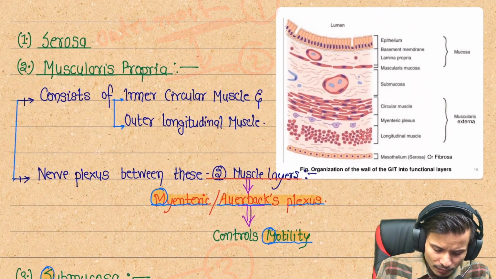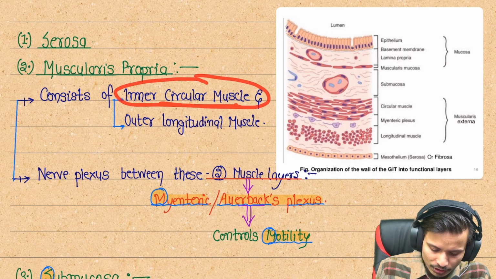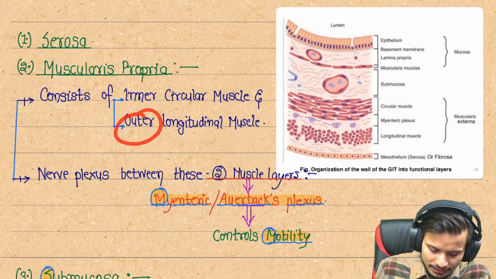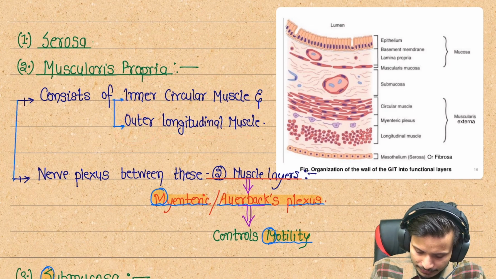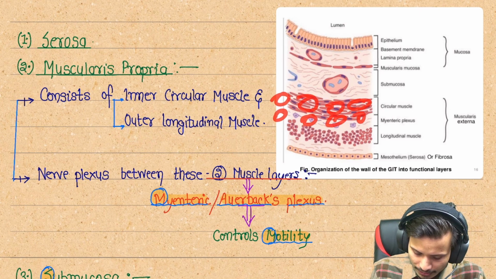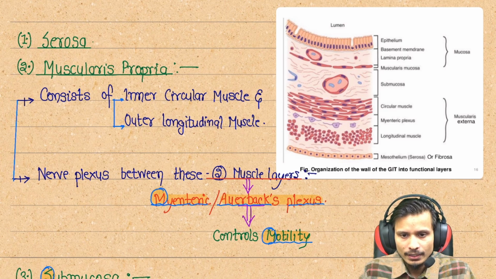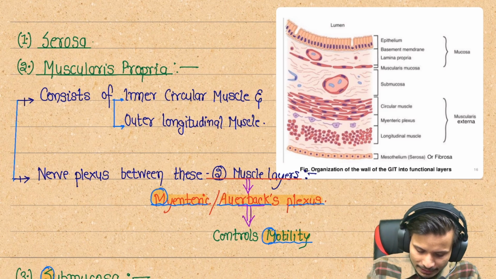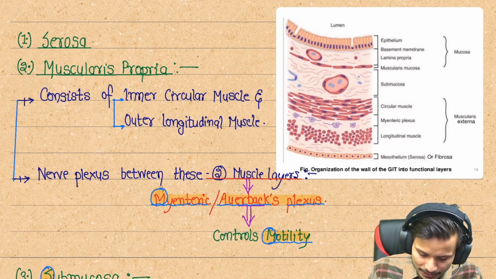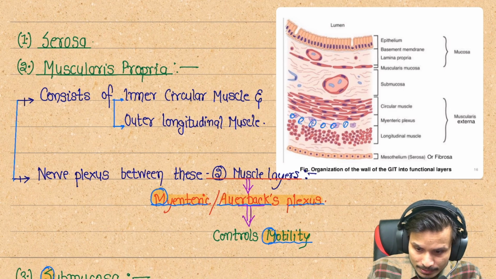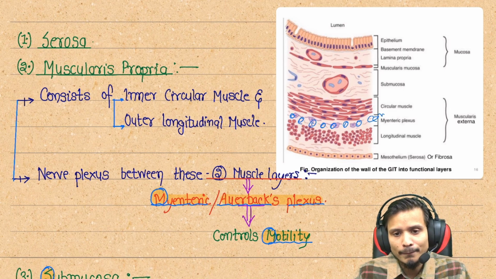Let's see, in the muscularis propria there are two muscle layers. The inner one is circular muscle, and the outer one is longitudinal. We can see here the inner one is in a circular manner, and the outer one is situated in a longitudinal manner. Between them there are nerves situated. So these are the main components of the muscularis propria.